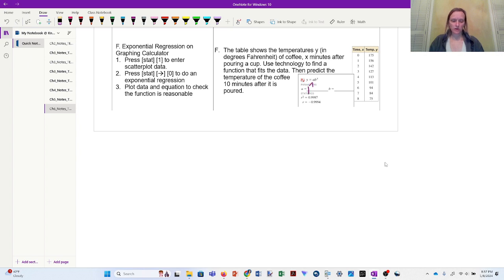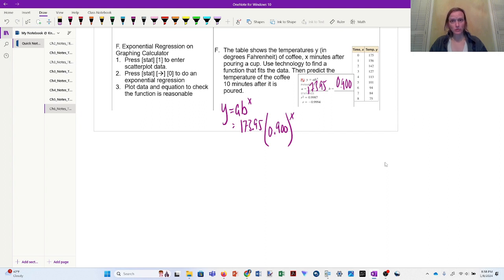So this is 173.95, and this is 0.900. That might be a little hard to see, but we're going to use those numbers to write our equation in the form y equals a b to the x. So let's plug in those values. I've got 173.95 times 0.900 to the x. And that is the exponential equation that we determined using technology.